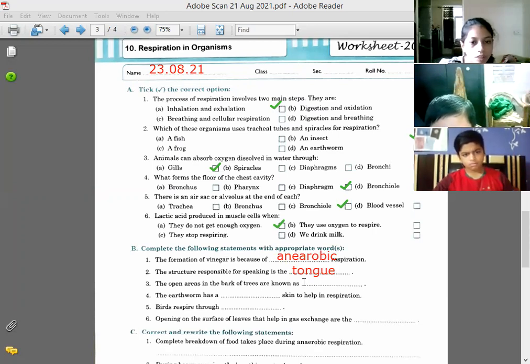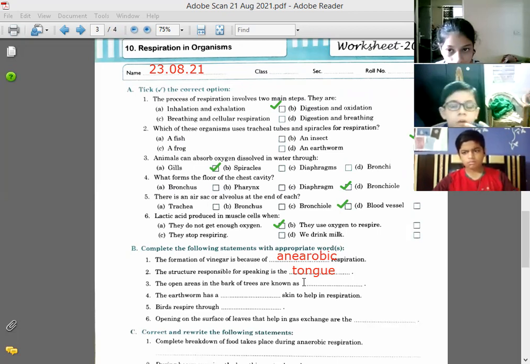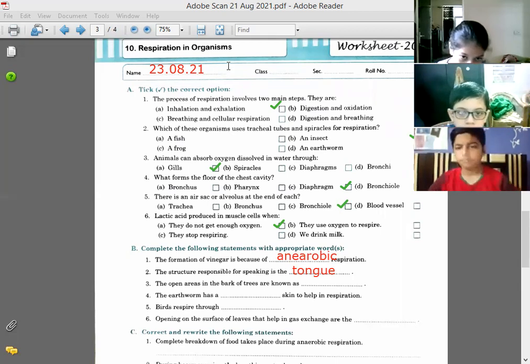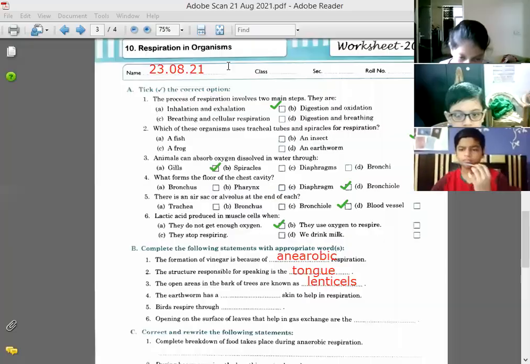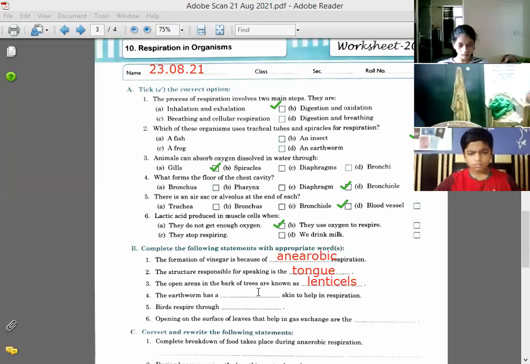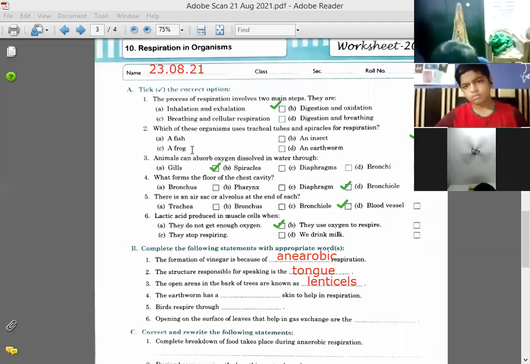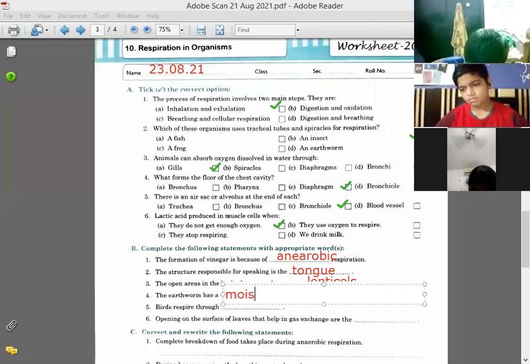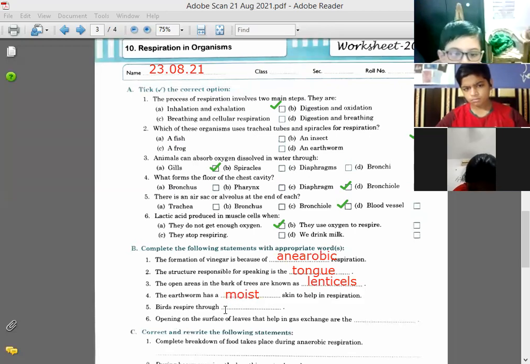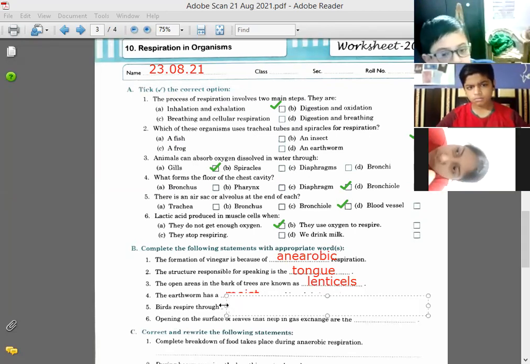Yes, beta, tell me. Anyone, any idea? The open areas in the bark of a tree are known as lenticels. Next, the earthworm has a dash. Ma'am, moist skin. Moist and slimy. Slimy or moist, anything you can write down. Birds respire through. How do the birds respire?